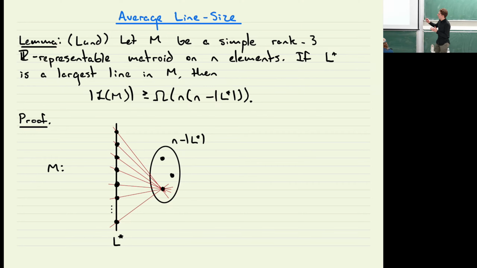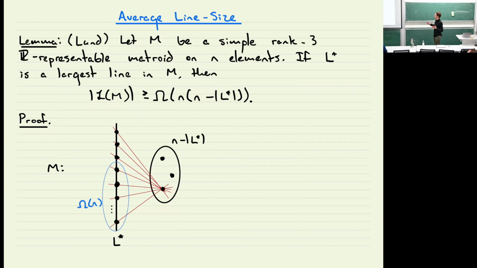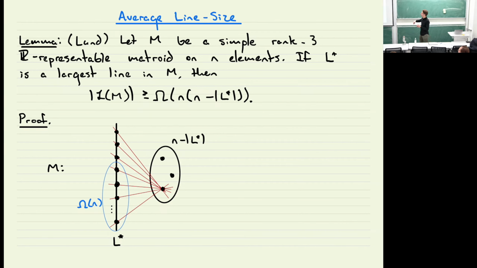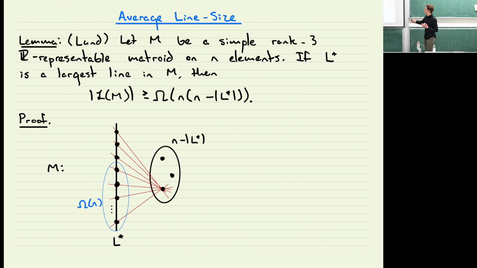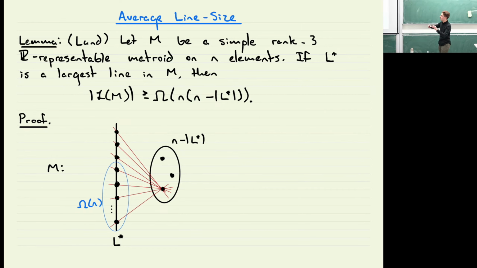So let's take a point from the leftover set, and then we're going to consider the lines it spans with points from our big line. And now, because this line L star is so massive compared to the leftover set, you're guaranteed that the vast majority of these lines consist of only 2 points. Right? They're not hitting any other points in the leftover set. Specifically, omega of n, a number linear in n, of the lines are going to have that property. That's what you get by just taking that line to be really large.